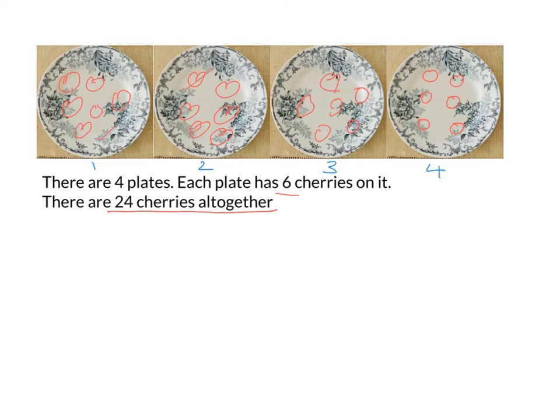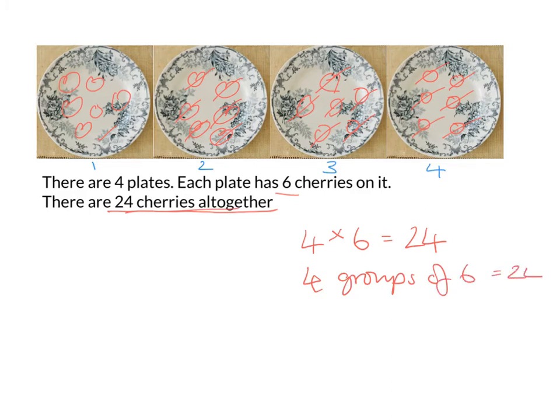6, 7, 8, 9, 10, 11, 12, 13, 14, 15, 16, 17, 18, 19, 20, 21, 22, 23, 24. There are 24 cherries altogether. 4 groups of 6 cherries equals 24 cherries altogether. 4 groups of 6 equals 24.